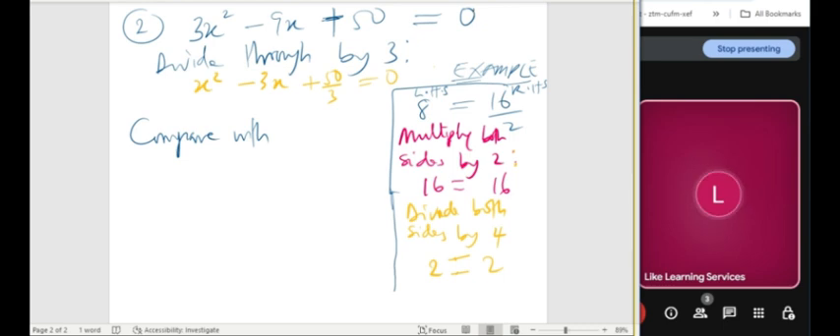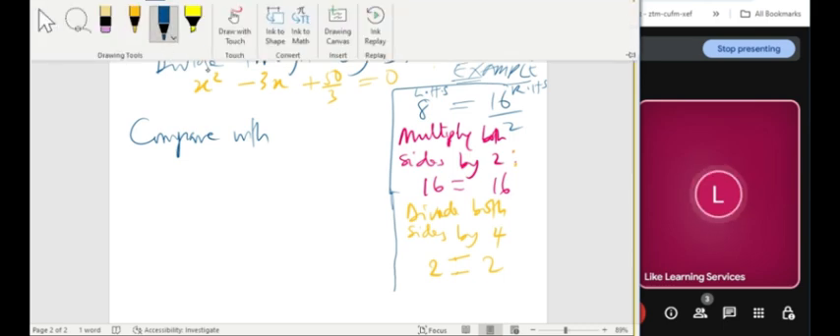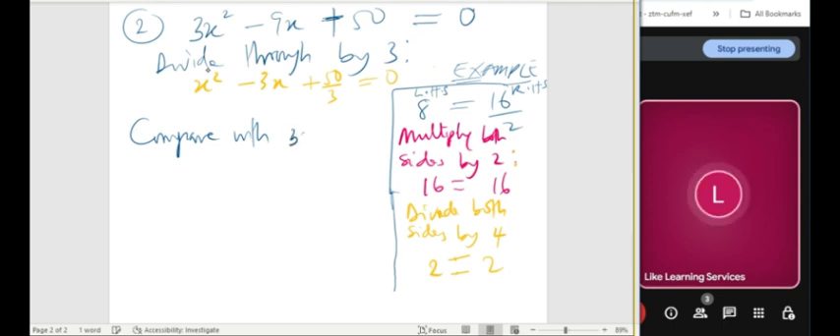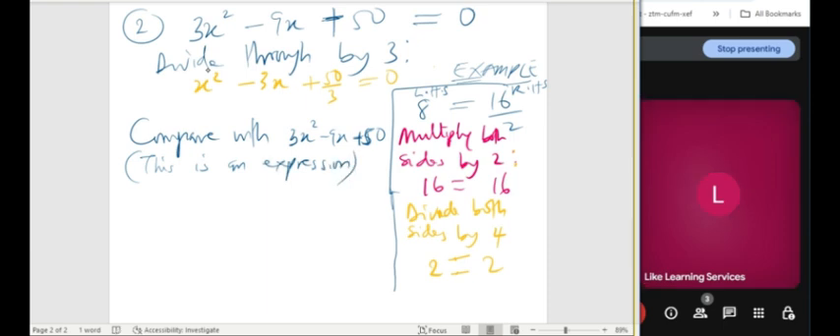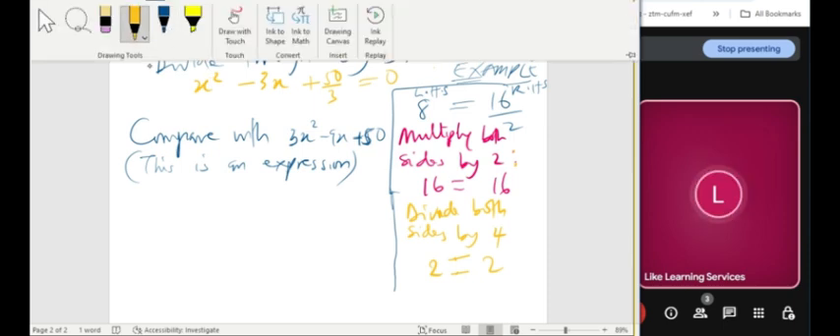But compare with this: 3x squared minus 9x plus 50. This is not an equation. It's just an expression. Did you hear me? This is an expression. If you want to simplify it by dividing through by 3, you have to retain the 3 outside the bracket.